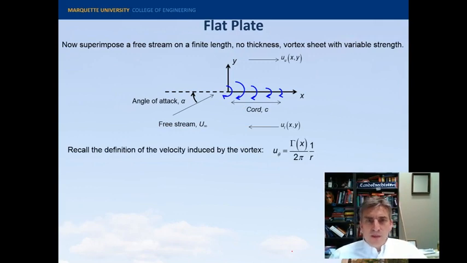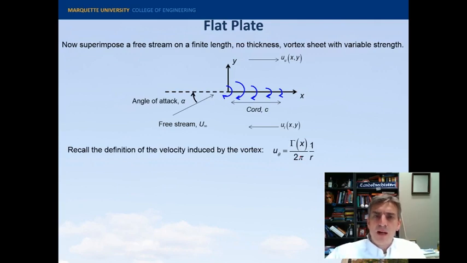Let's recall from the very basic definition from our building blocks how we derived what the vortex is. We said that it was some gamma over 2π, and if you remember, I also had it listed as k over r, right? So those were kind of interchangeable definitions.